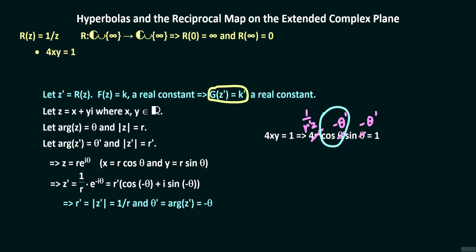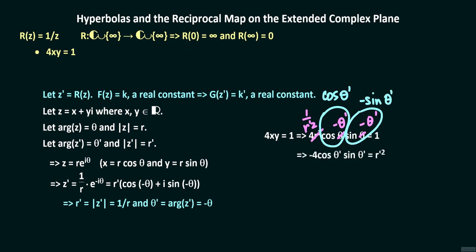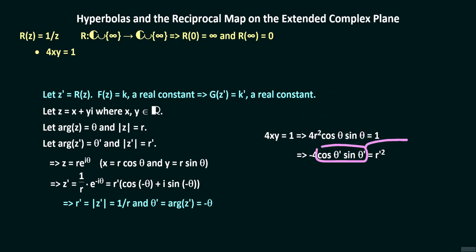Cosine of minus theta prime is cosine theta prime. Sine of minus theta prime is minus sine theta prime. Therefore, minus 4 times cosine theta prime times sine theta prime equals r prime squared. Cosine theta prime times sine theta prime equals 1/2 times sine of 2 theta prime, so that minus 2 times sine of 2 theta prime equals r prime squared. This equation is that of a lemniscate with as axes of symmetry the line x equals y and the line x equals minus y.